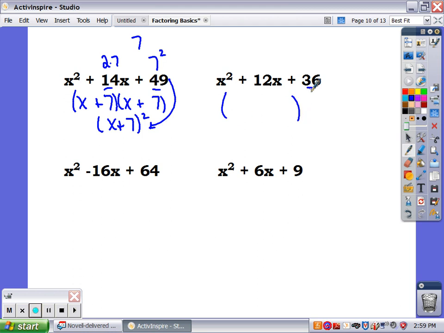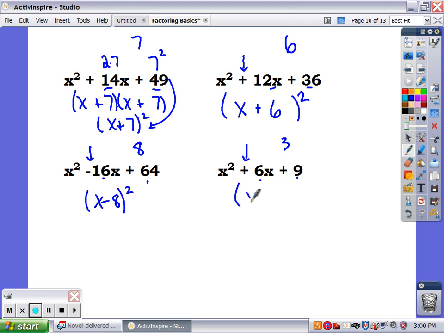Nice number between 36 and 12. Yeah, it's 6. I have a plus sign here, so I'm going to have a plus sign in my factor. Next problem, nice number between 16 and 64. Yeah, you got it. It's 8, and I need to match that sign in the middle. It's x minus 8 quantity squared. Nice number between 9 and 6, which is going to double to get me 6, squared to get me 9. Oh yeah, it's 3. Need to match that sign, so this is x plus 3 quantity squared.